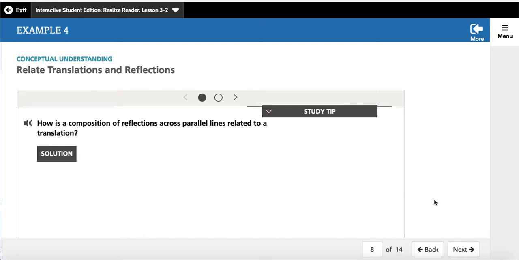Hello geometry students. This is a video of example 4 for geometry topic 3 lesson 2. We're going to relate translations to reflections. How is a composition of reflections across parallel lines related to a translation?